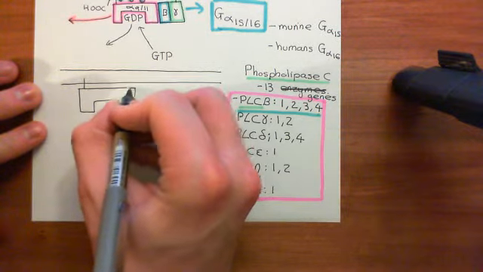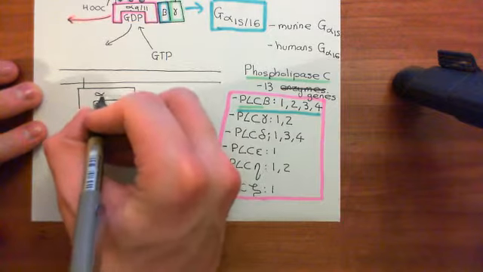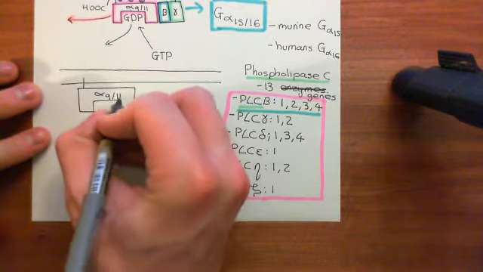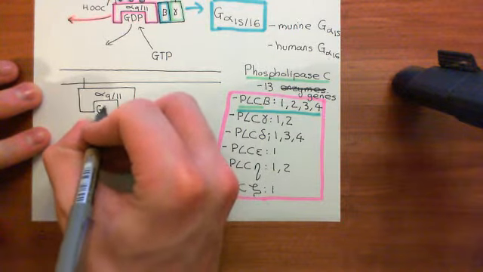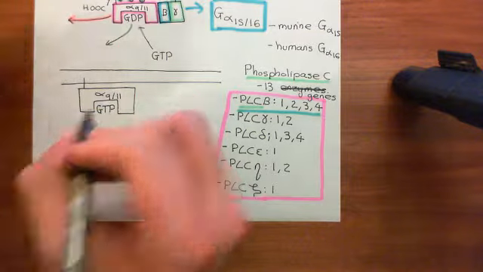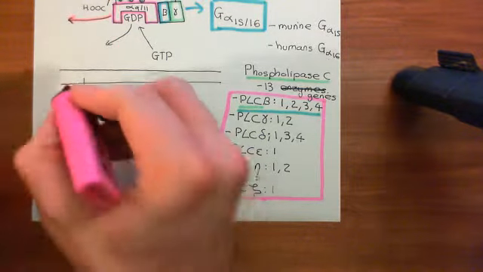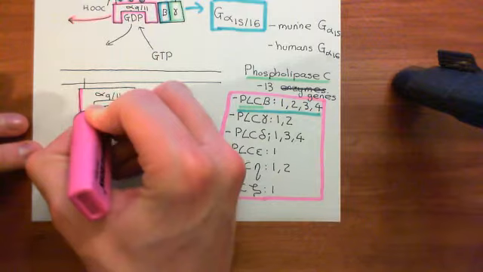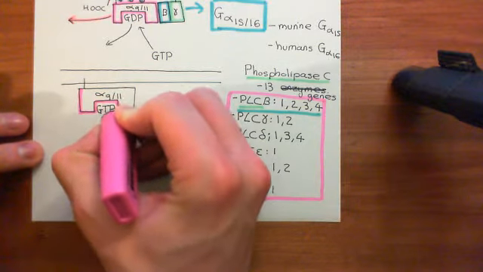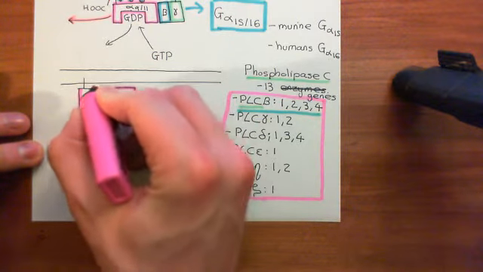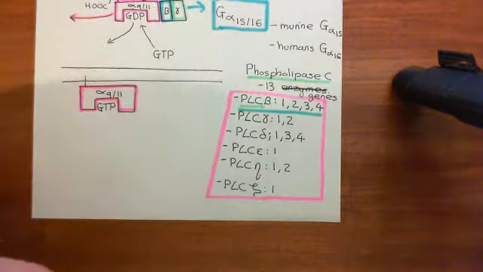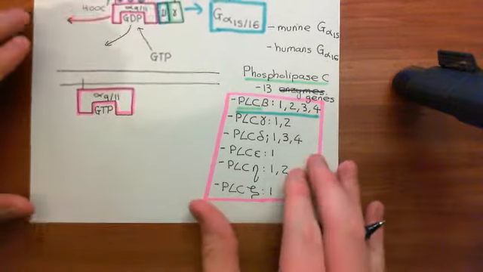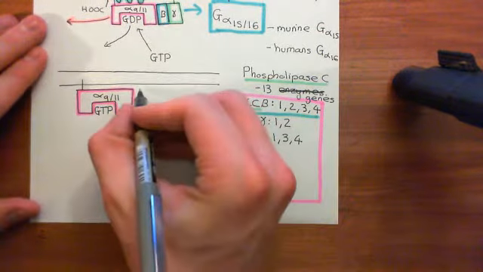So, let's say that this here is our alpha Q/11 subunit here, and it's in the on state, so it's got guanosine triphosphate, GTP, bound here. Okay, so let's colour it in vivid purple here. So here's the alpha subunit in vivid purple here. Okay, and it is now going to activate a phospholipase C beta family enzyme.